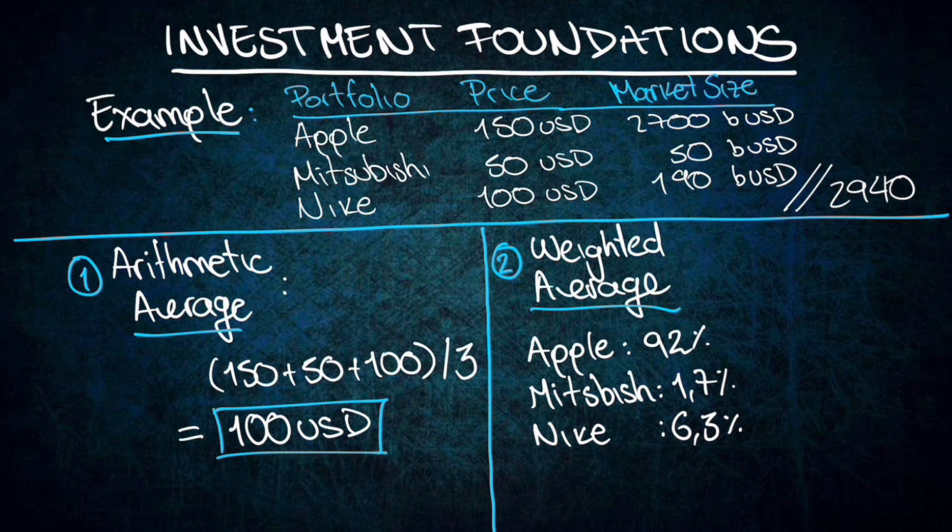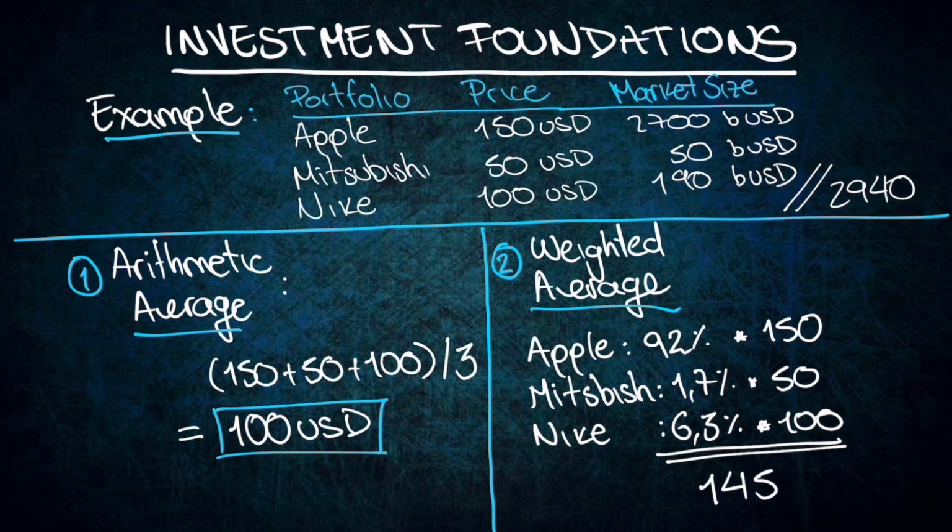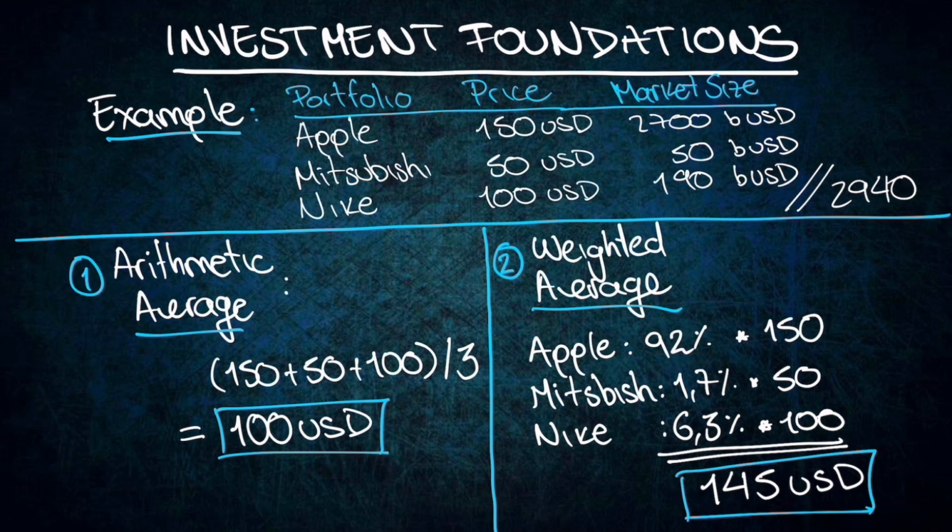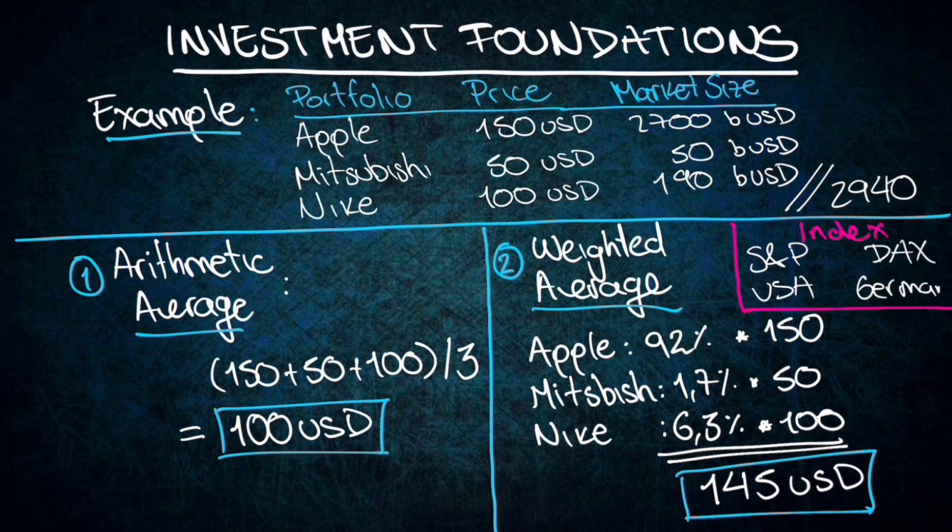Now we are going to multiply each price by its corresponding weight. We sum them up, and then we have a weighted average of around $145. You can see this average is going to be pretty close to Apple's price, since Apple accounts for 92% of my whole weight. By the way, this is how indexes are measured. Indexes like the S&P 500 in the United States or the DAX in Germany.